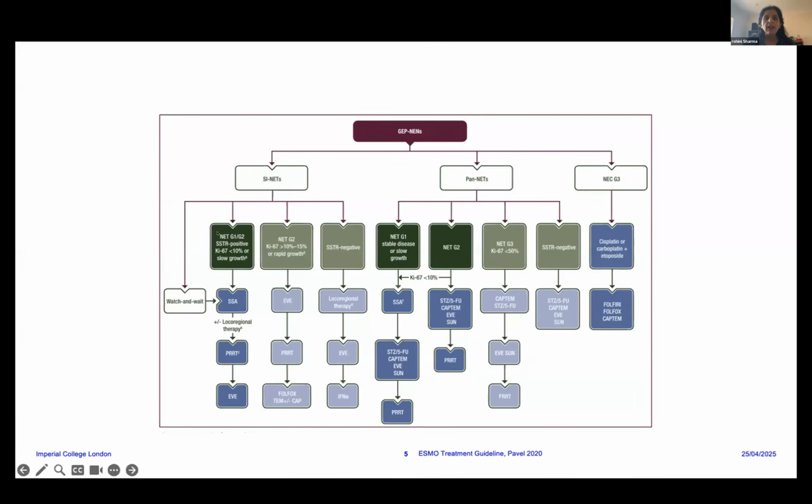You can see here already, it's telling us that we should be thinking about grade, somatostatin positivity, and the growth of the cancer when looking and choosing the different treatment agents. But you can very clearly see that for some patients, so if you look here, the grade 2 PNETs, there's a whole bunch of things they're suggesting. So how do we as clinicians work out which agents we should use?